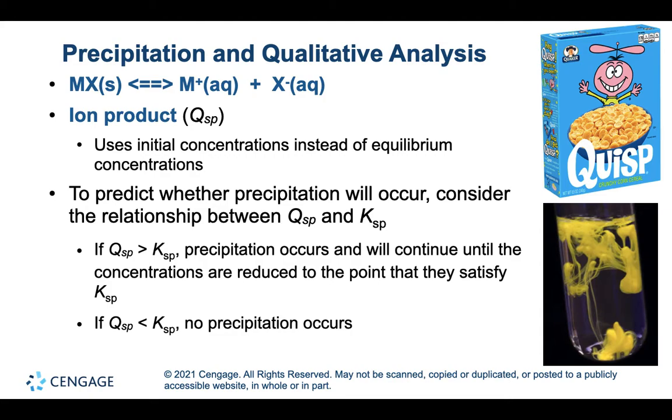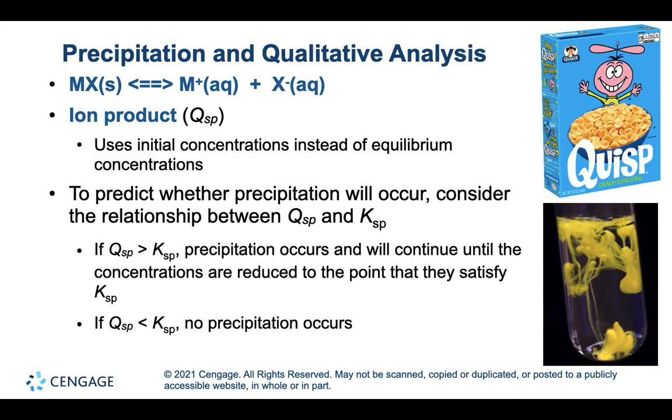So let's remind ourselves, MX yields M plus X minus, or maybe MX2 yields M plus 2X minus, or something like that, would be the reactions that we're talking about. If you look at it in the reverse direction, M plus X minus yields MX, then that is actually the direction we would say would be the precipitation direction. The forward direction of the reaction is dissolving, but the reverse direction is precipitation.